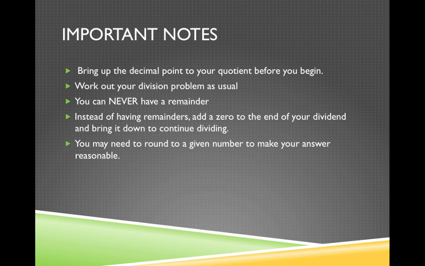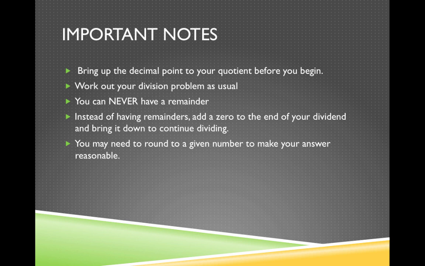The third thing is very important. You can never have a remainder. Remember, decimal numbers are also portions of numbers, and we can only have one type of portion of number in our quotient. Instead of having remainders, add a 0 to the end of your dividend and bring it down to continue dividing. And remember, that's okay because a 0 after a decimal point does not change its value, but it allows us more numbers to work with.